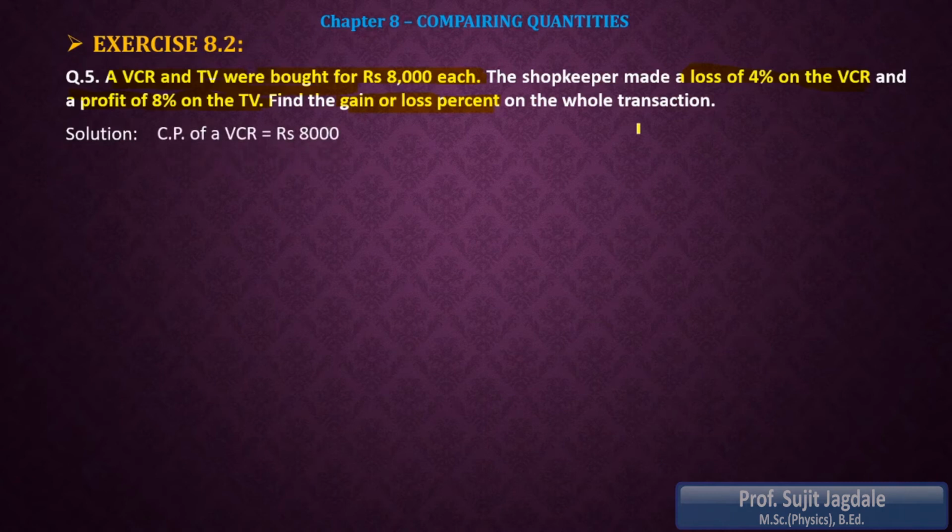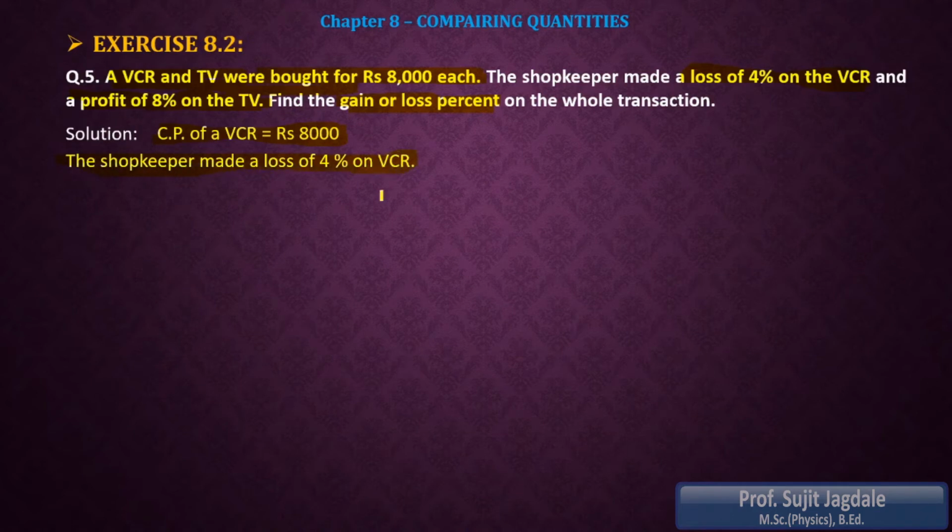Suppose I will consider VCR first. I will solve the example for VCR first. That means I will calculate the SP for VCR. What is the CP for VCR? Here it is 8,000. It is given in the example, 8,000. Then the shopkeeper made a loss of 4% on that VCR.